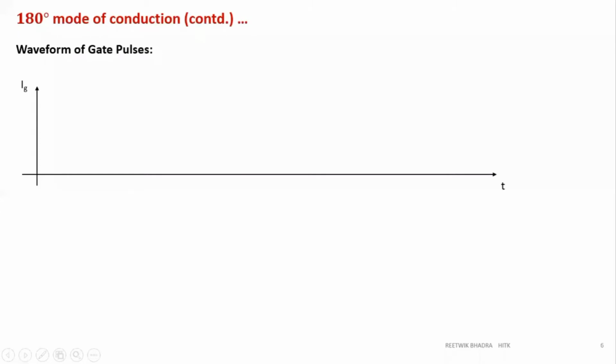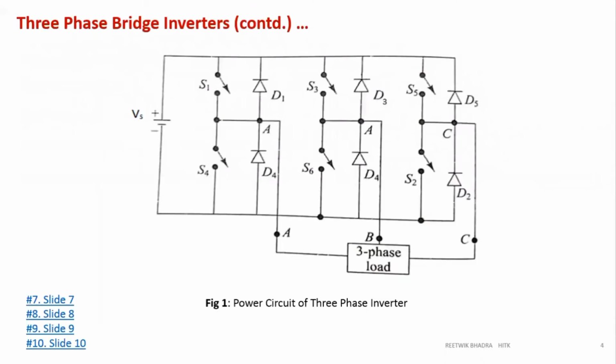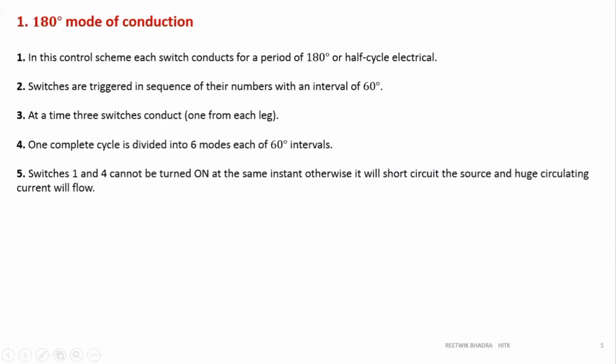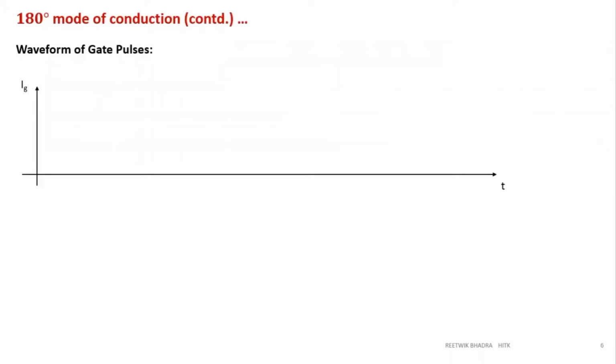Now, this is very important: how the gate pulses are given to the switches, that means how S1 to S6 are turned on in 180-degree mode of conduction. That's why we are drawing the gate pulses first, Ig on the y-axis, t on the x-axis. You can take omega t, you can take theta, whatever you want for the x-axis, no problem. Only you have to understand what we are doing.